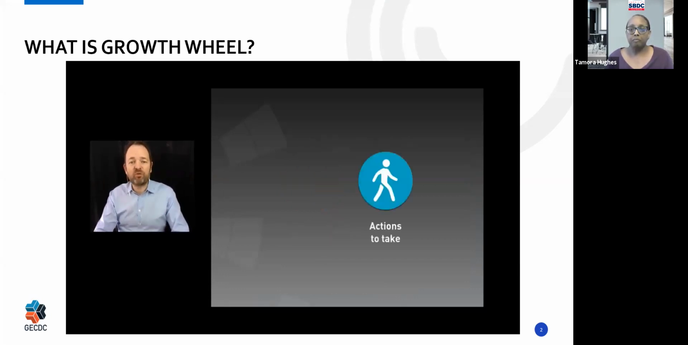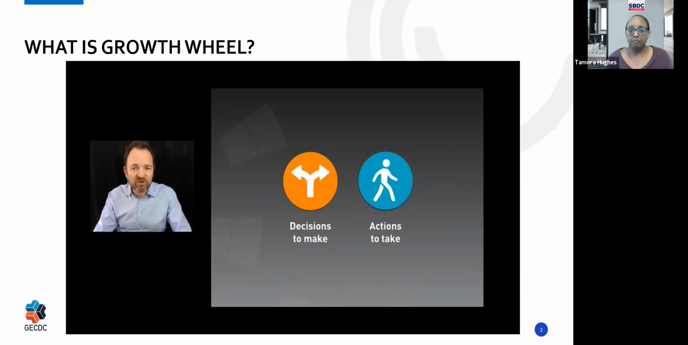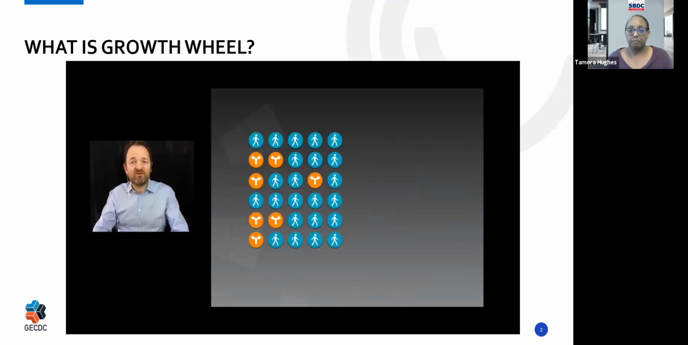But we also use Growth Wheel to figure out what action steps we need to take to grow the company. Sometimes you really need to take some action before you can make decisions. So the way to grow a company is to find out what the decisions to make and the actions to take are. There's a lot of them, as you know.